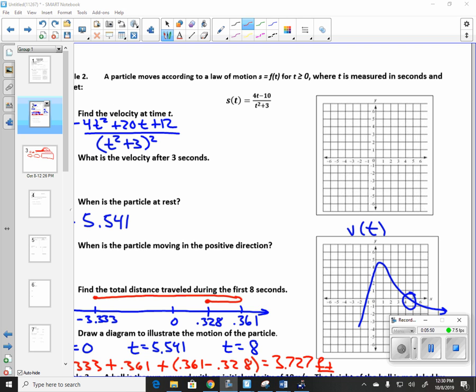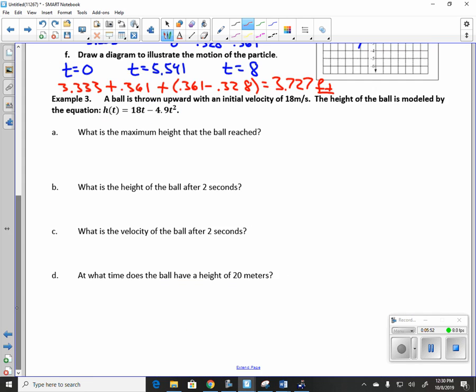Okay, example here, and then we're going to take a break, let you work for a little bit, okay? A ball is thrown upward in the air. Initial velocity of 18 meters per second. The height of the ball is modeled by this equation. What shape does that make? A parabola, right? Is it up or upside down? Upside down, correct? Because it's negative 4.9 t squared.